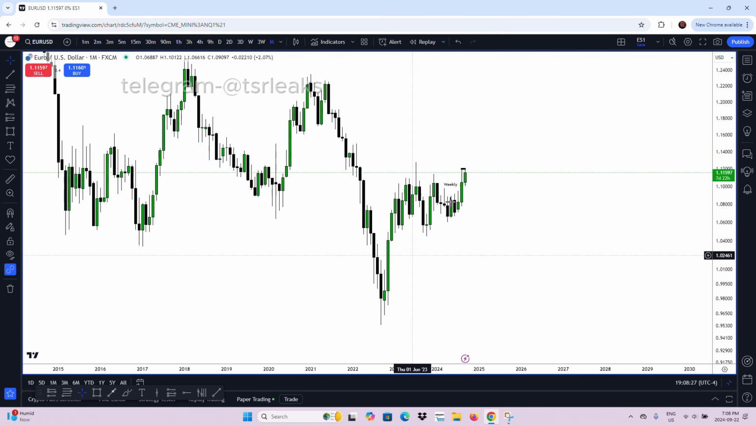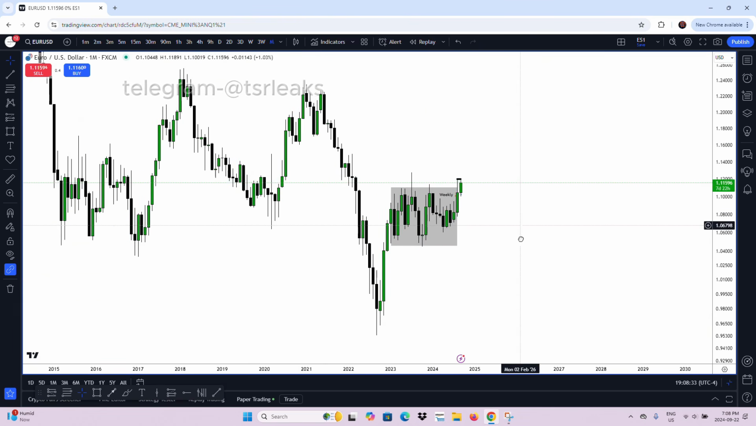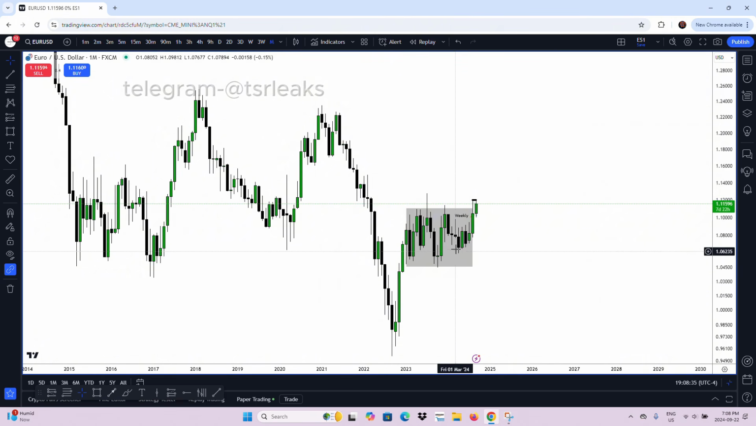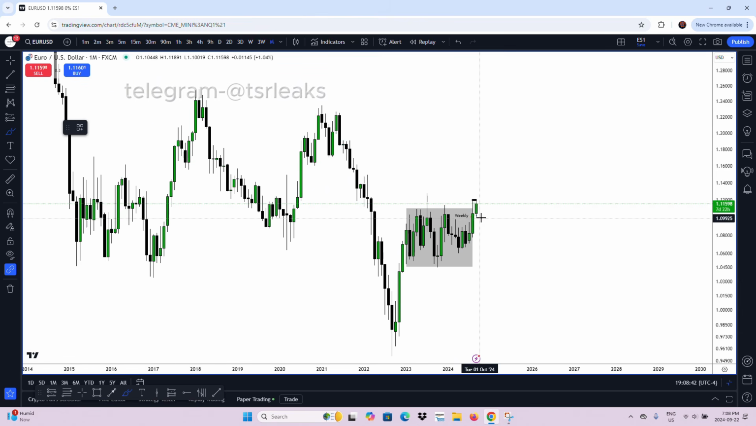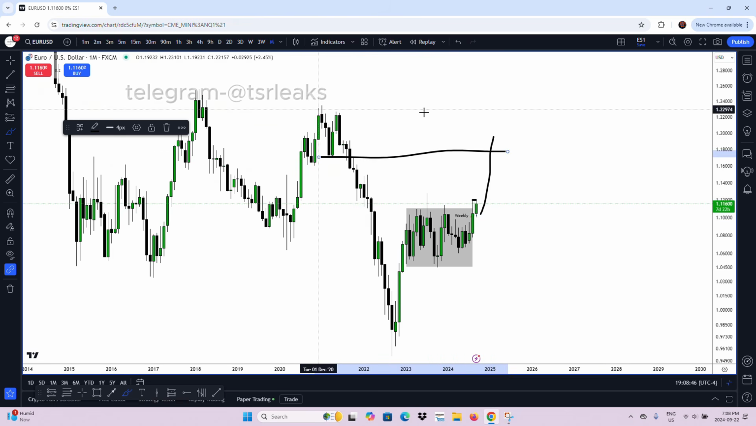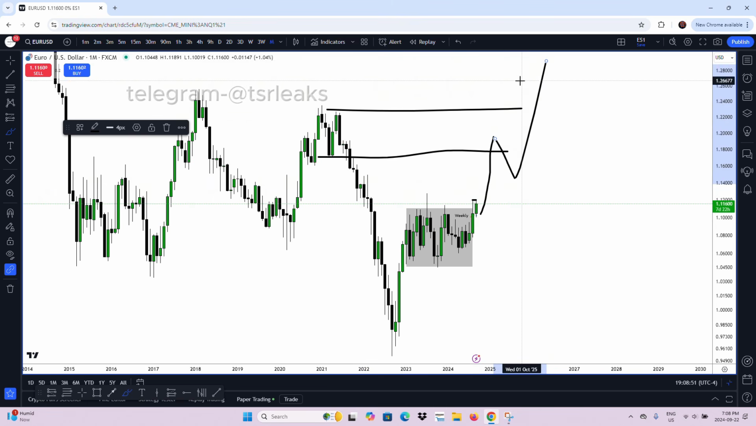So what is price doing right now? Price is ranging. After a range, what will happen? Expansion. What do I expect to happen right here? Okay, I expect price, let me just draw it out. I expect price to expand upwards, potentially stopping around here, retracing back down, and expanding back up to these highs.